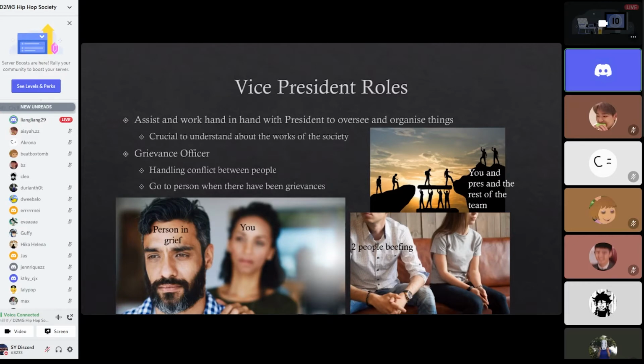And especially for UNSW, there is also the grievance officer role. In D2, the grievance officer role is also given to the vice president. So what you do is handle the conflict between people. You are also the go-to person when there have been grievances. If there are people in grief, you'll be the go-to person for them to talk to and get some help with whatever they're facing and going through. So that's mostly what the vice president is. It's mostly just what the president does and also the grievance officer part.